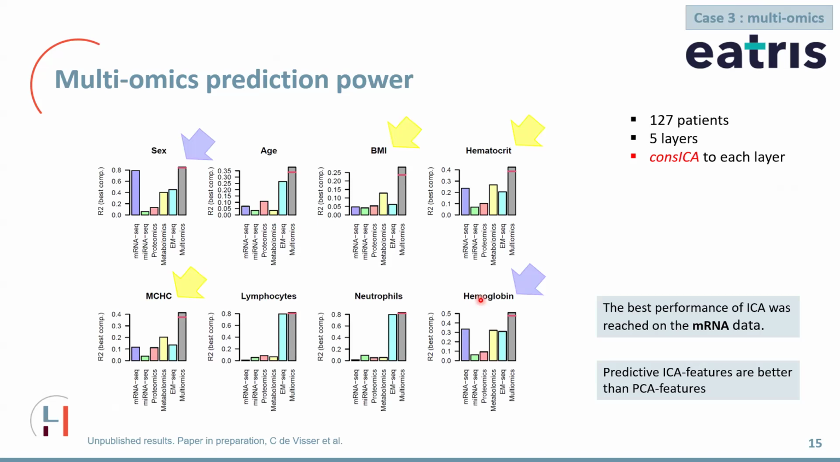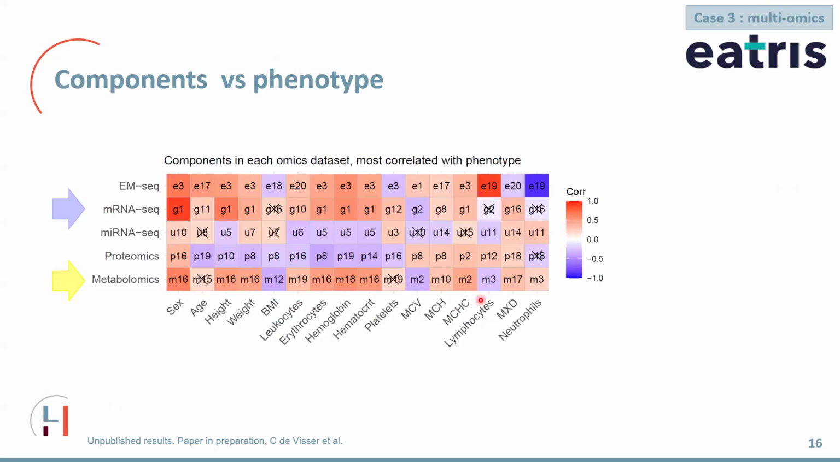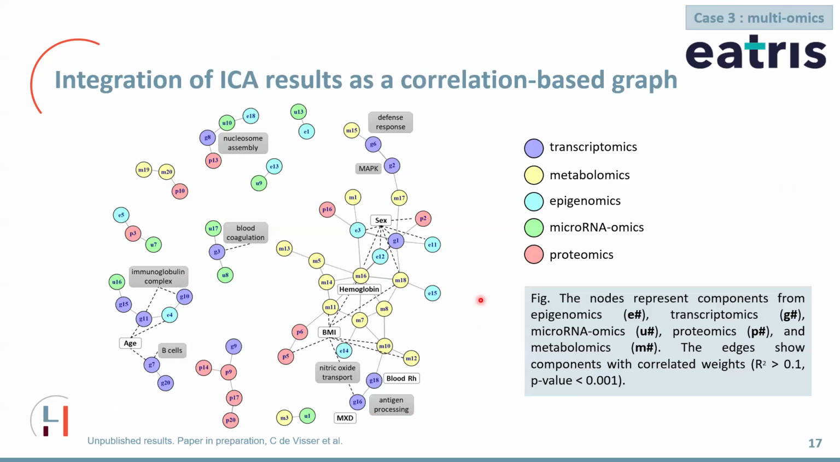In general, we checked the predictive power of PCA features, and ICA was better than PCA features. This is a heat map that shows components that have better correlation with factors for different data modalities. Again, some of them are for metabolomics and sex for transcriptomics. Then we combined all these components into a correlation-based graph and added additional annotation of factors to understand how these components could be linked together and linked with these biological and clinical factors.